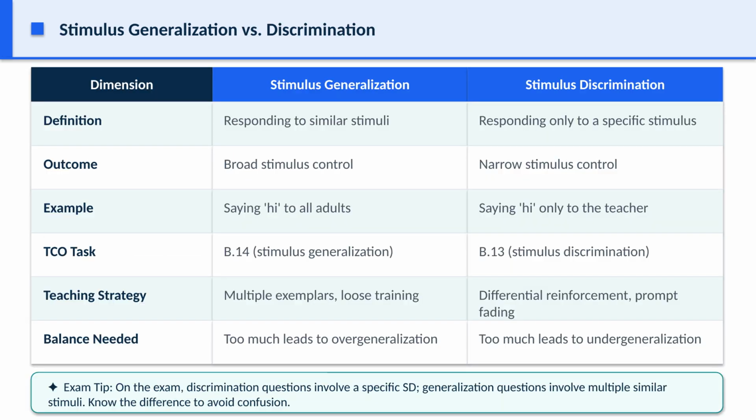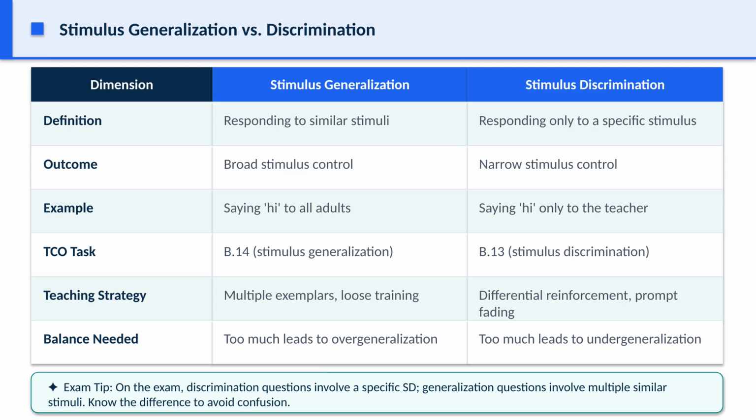On this slide, we're comparing stimulus generalization and stimulus discrimination, 2 foundational concepts for the BCBA exam. Generalization means responding to similar stimuli, like saying hi to all adults, while discrimination means responding only to a specific stimulus, such as saying hi only to the teacher. The key difference lies in the breadth of stimulus control. Generalization produces broad control, discrimination narrow control. For the exam, remember that TCO task B.14 covers stimulus generalization, and B.13 covers stimulus discrimination.